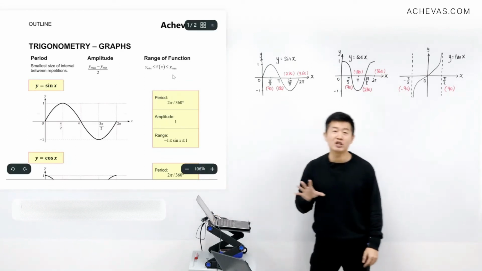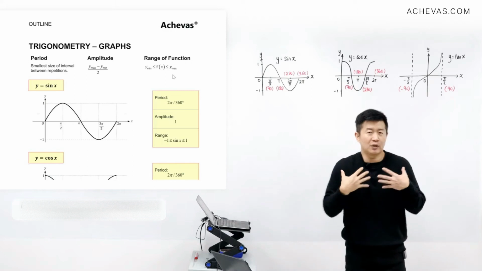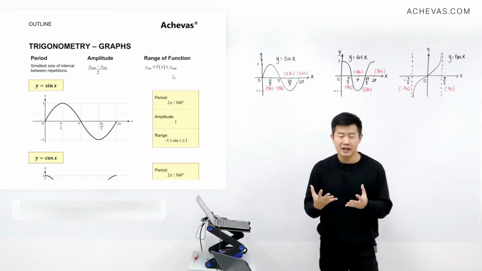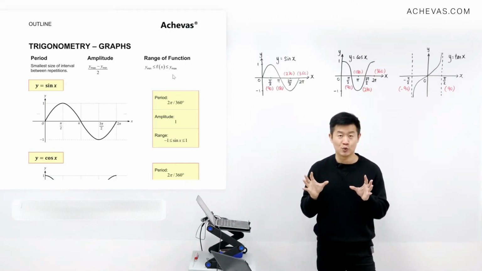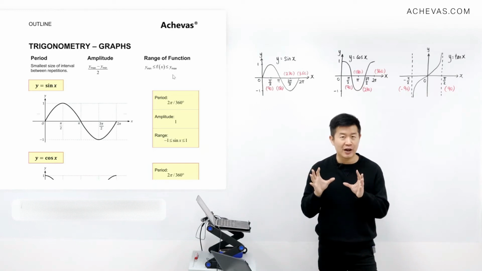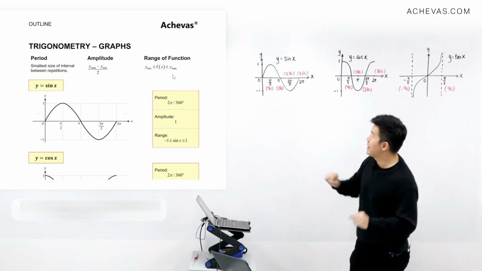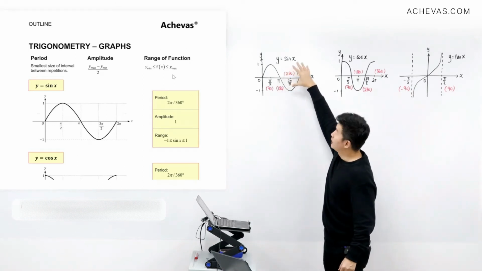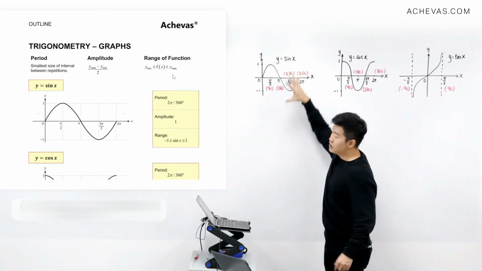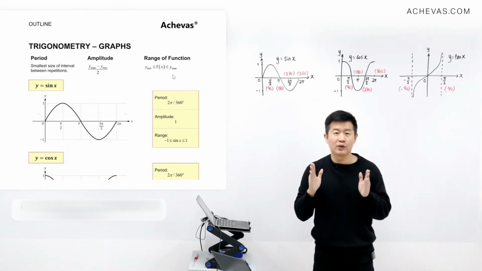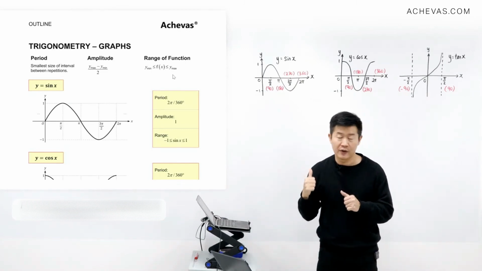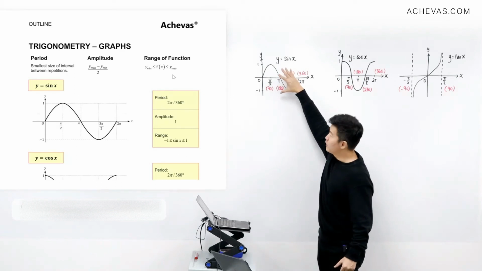And what is the range of the sine function? When I talk about the range of the sine function, this word range is very commonly used. But when we talk about the range of a function, it specifically means the y coordinates of the graph. So what is the range? It is the full set of values of the y coordinates on our graph.